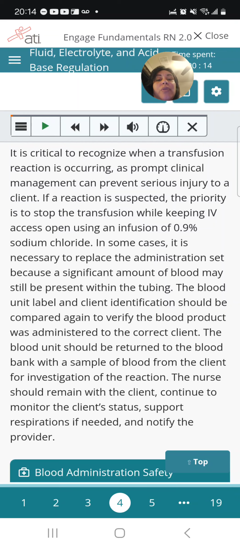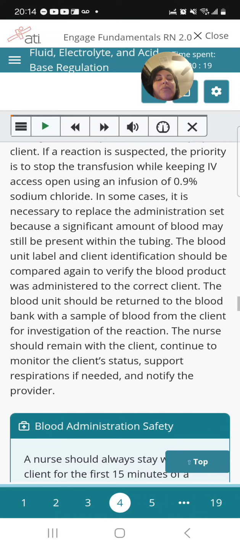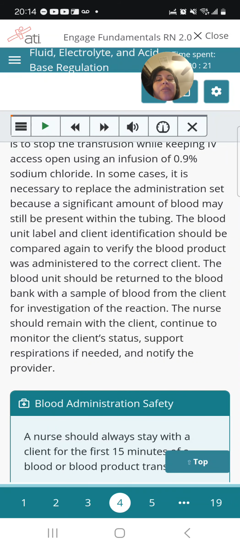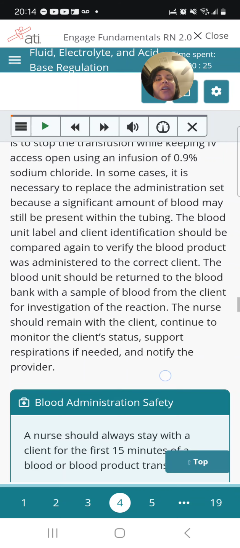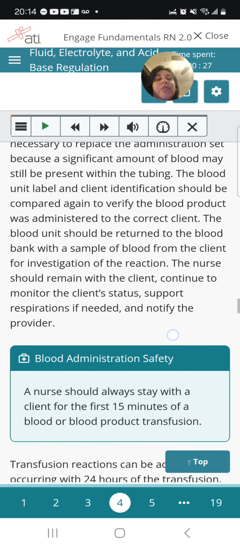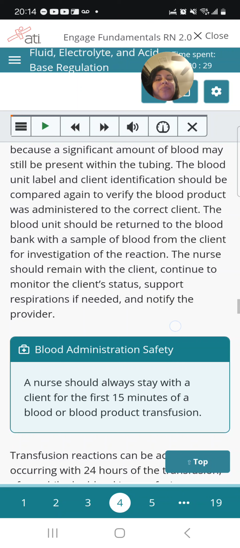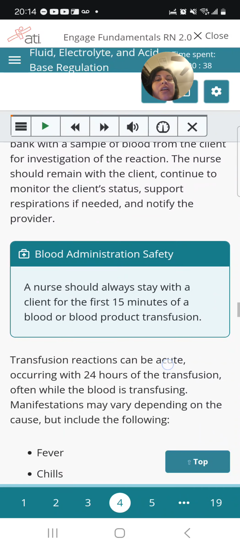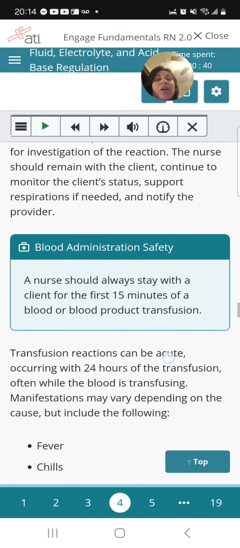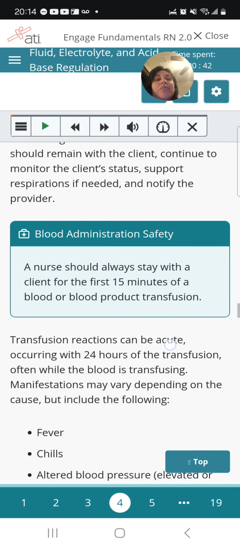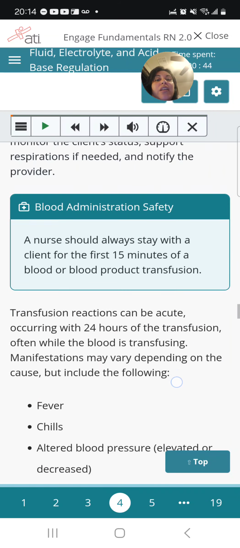It is necessary to replace the administration set because a significant amount of blood may still be present within the tubing. The blood unit label and the client identification should be compared again to verify the blood product was administered to the correct client. The blood unit should be returned to the blood bank with a sample of blood from the client for investigation of the reaction. The nurse should remain with the client, continue to monitor the client's status, support respirations if needed, and notify the provider.